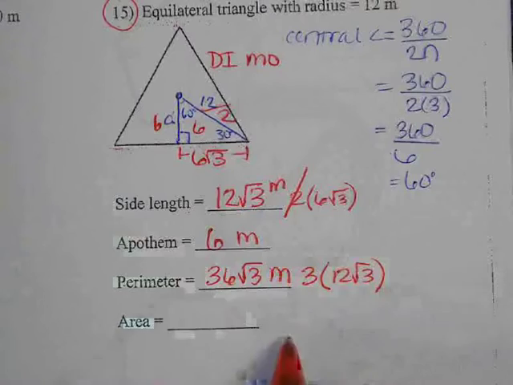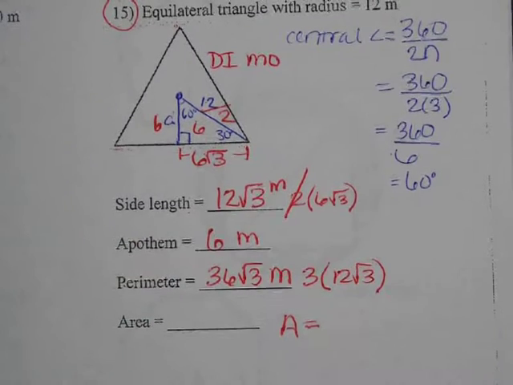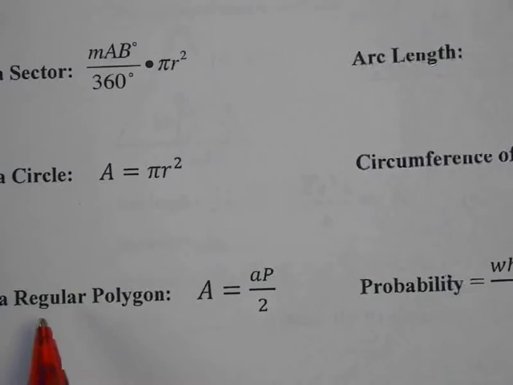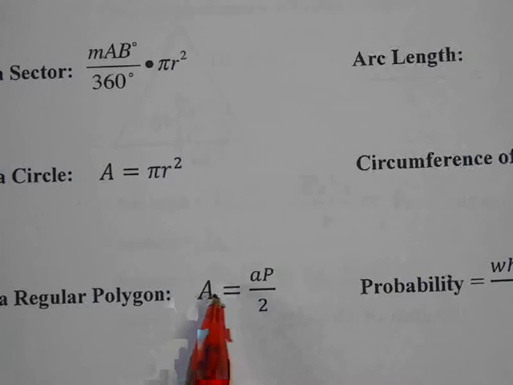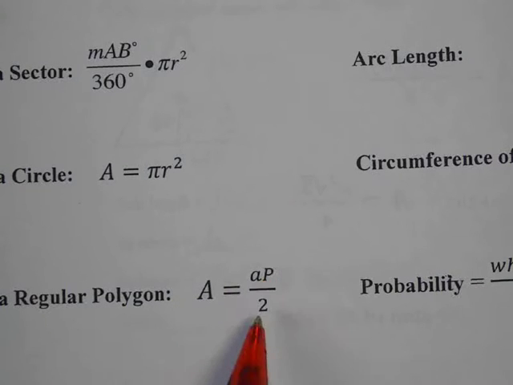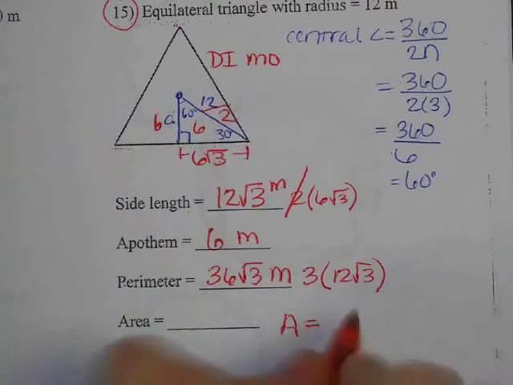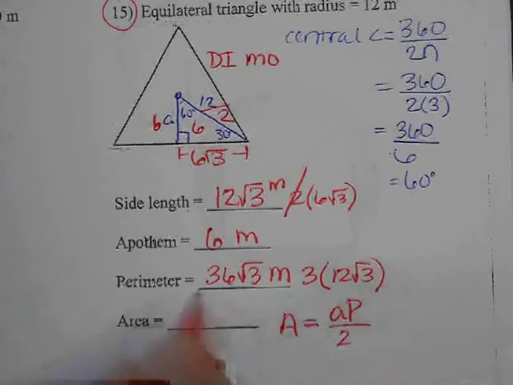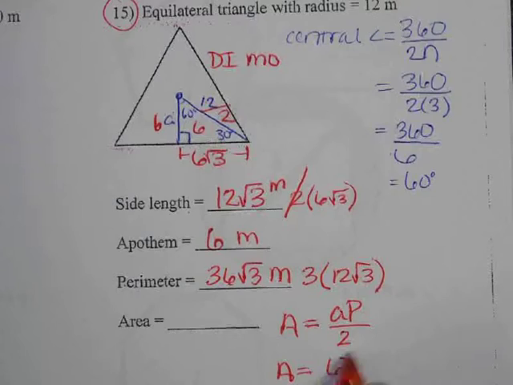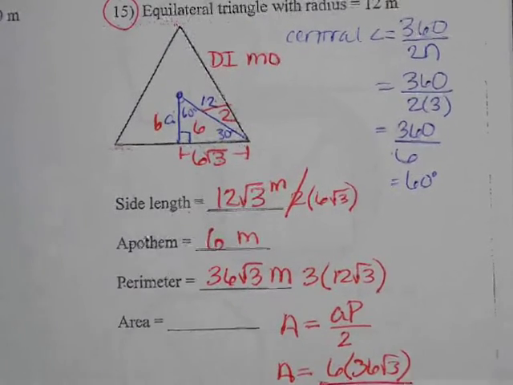To find the area, which is the whole goal, I need to make sure I use the right parts of this. Area of a regular polygon, according to your formula chart, is A equals apothem times perimeter divided by 2. So apothem times perimeter divided by 2. My apothem is 6. My perimeter is 36 radical 3 divided by 2.